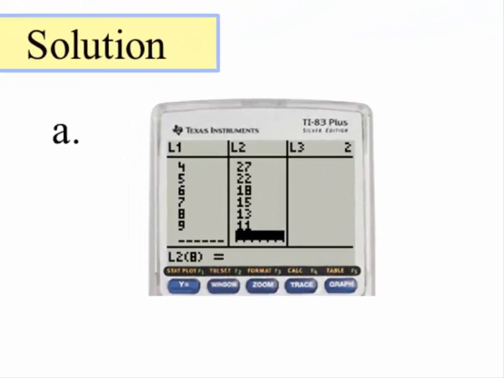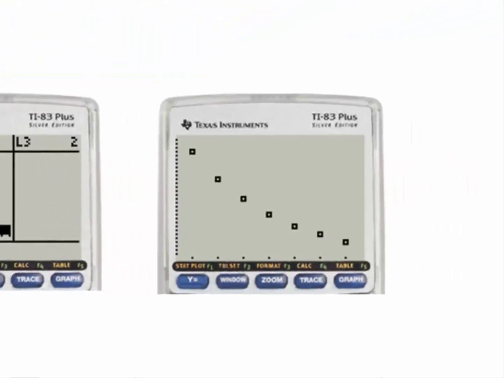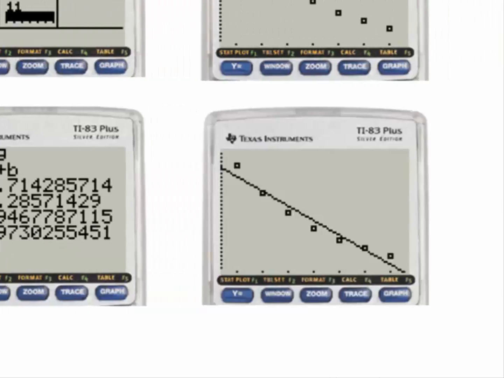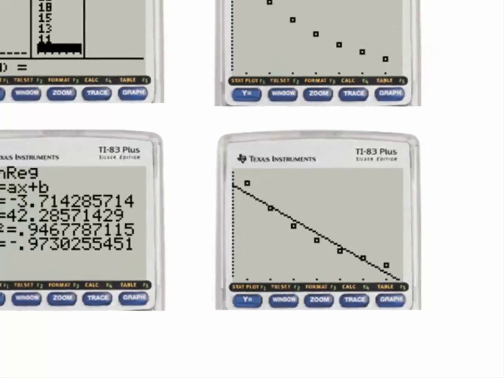Solution, part A. We put the data in list 1 and list 2. And here's the scatter plot. For the linear model, we have y equals negative 3.71 t plus 42.29. The r-squared value is 0.947. So it looks like the line is doing a pretty good job of modeling the data pattern.